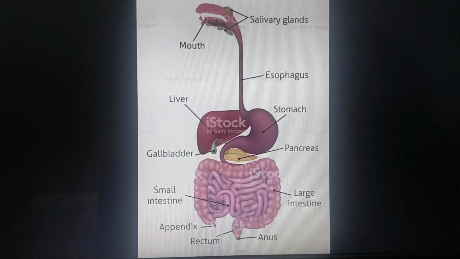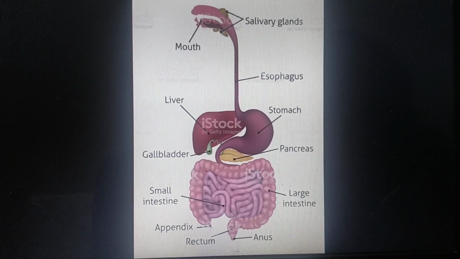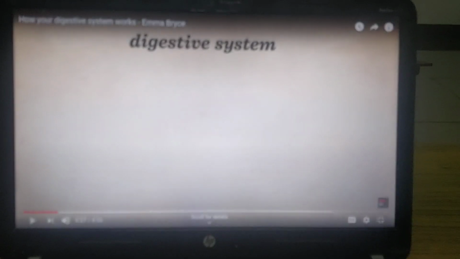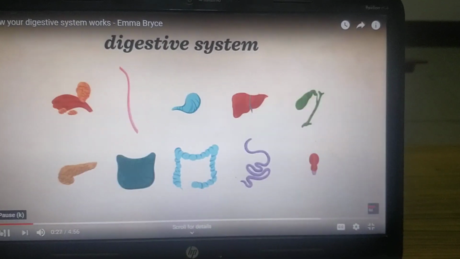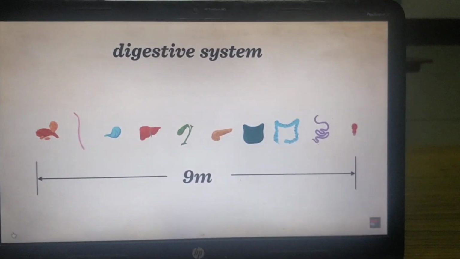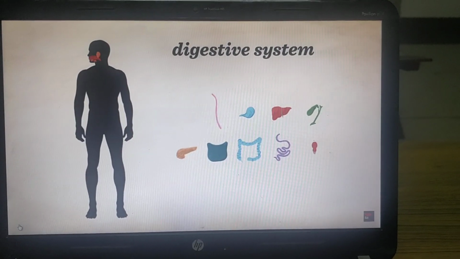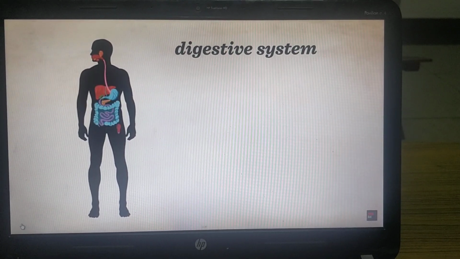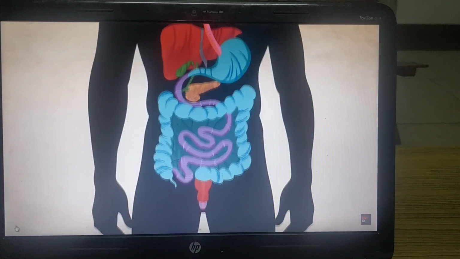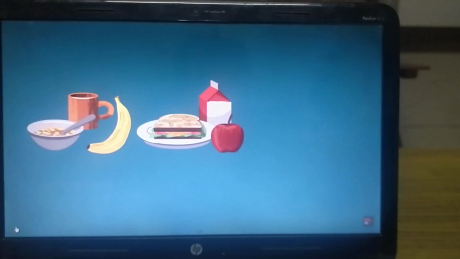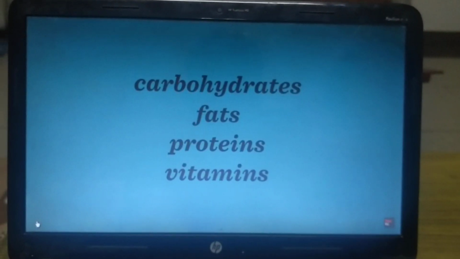Now just see an animation to clear this function. Here is the digestive system, 9 meters long and containing over 20 specialized cell types. This is one of the most diverse and complicated systems in the human body. Its parts continuously work in unison to fulfill a singular task, transforming the raw materials of your food into the nutrients and energy that keep you alive.